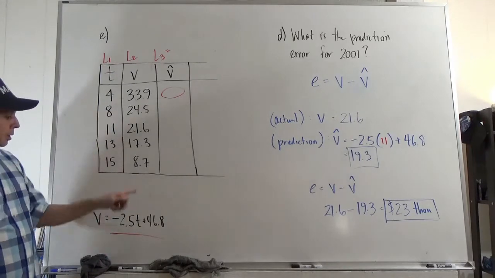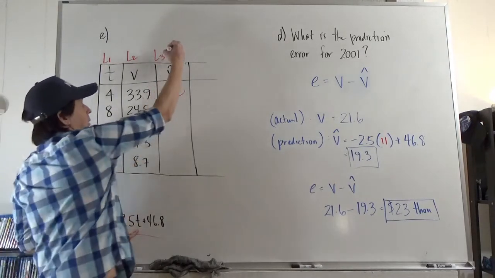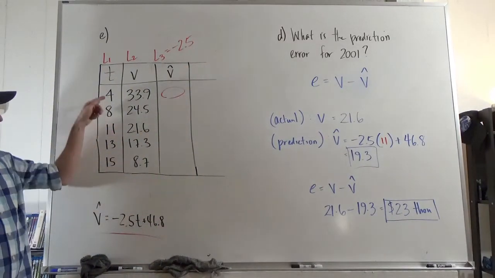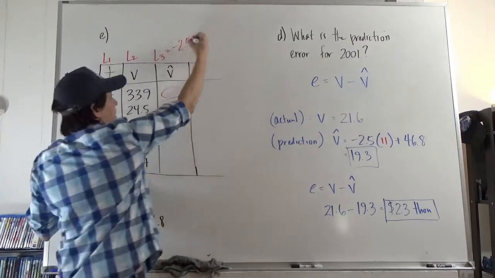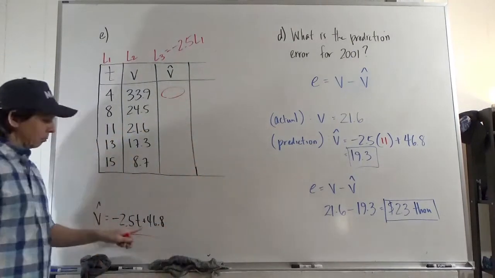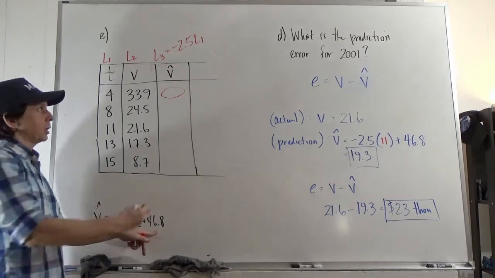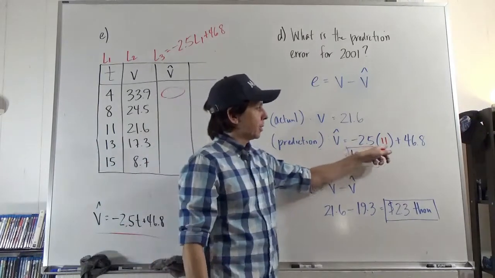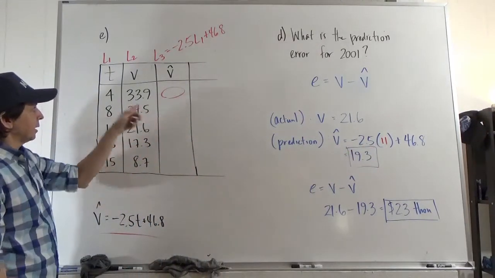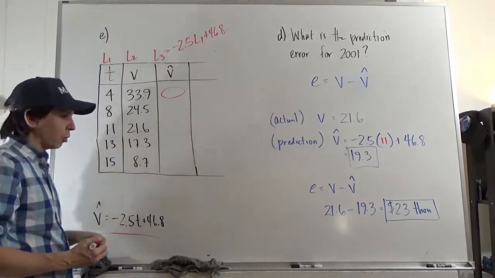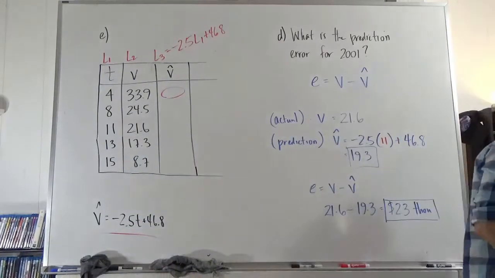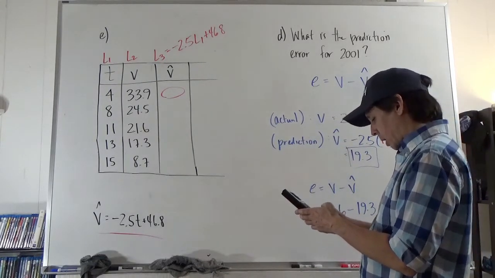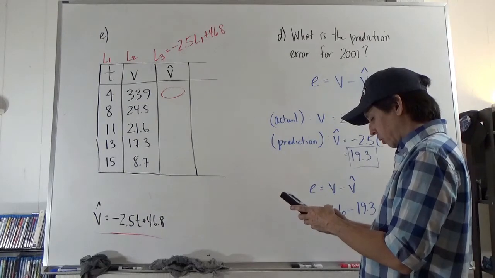So I want to take each T and plug it in here. So I want to use this formula. I want to do negative 2.5 times T, which are all in L1. So I'm going to do negative 2.5 times L1 plus 46.8. Just like I did here with the 11, but I want to do it for the 11 and for the 8 and the 4 and the 13 and the 15. So I want to do it all at once in the list feature. Column header of L3 and follow that model: negative 2.5 times L1 plus 46.8.